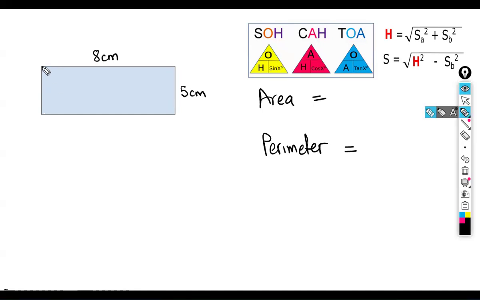One thing, while you're at it, I want you to find the length of the blue line for me one time. Find the length of the blue line AB one time. So you have 3 things to find for me.